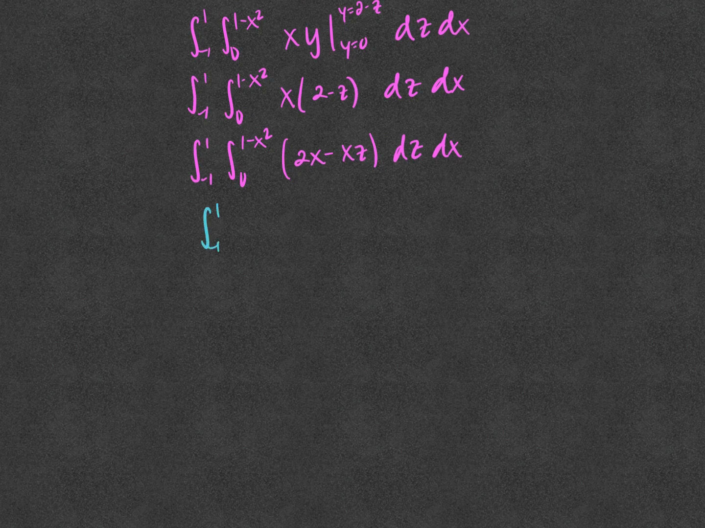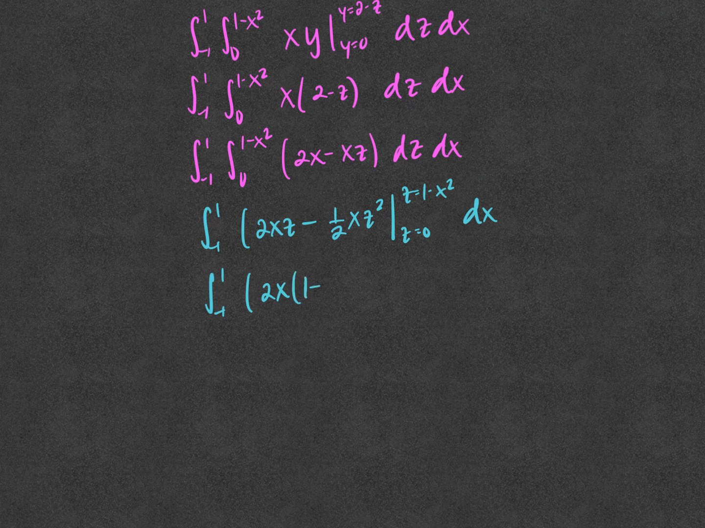So now we can integrate with respect to z. So we have negative 1 to 1 for these bounds. When we integrate 2x, we get 2xz minus, this will give us 1 half z squared, so 1 half xz squared, from z equals 0 to z equals 1 minus x squared. Then we're going to integrate with respect to x. So we have negative 1 to 1, 2x times (1 minus x squared), minus 1 half x times (1 minus x squared) quantity squared.